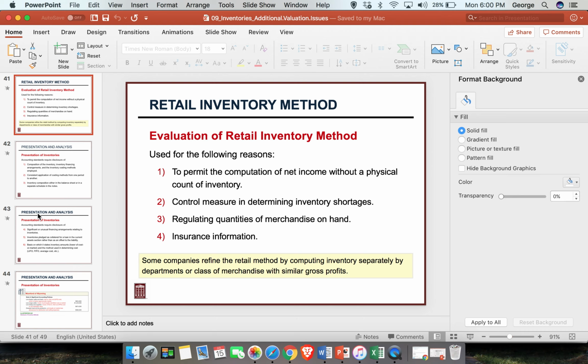So if we do this every month, we can see, hey, maybe this is too high. Maybe there's too much quantity on hand. And then maybe it can be used for insurance if there's a claim, there's some inventory that was lost or damaged, and that we might be able to use the retail value inventory method information to help with our insurance claim.